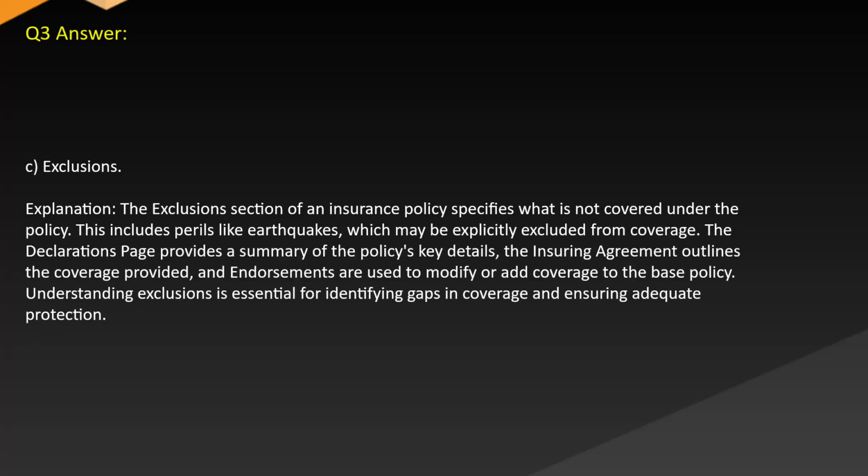Answer: C. Exclusions. Explanation: the exclusions section of an insurance policy specifies what is not covered under the policy. This includes perils like earthquakes, which may be explicitly excluded from coverage. The declarations page provides a summary of the policy's key details. The insuring agreement outlines the coverage provided, and endorsements are used to modify or add coverage to the base policy. Understanding exclusions is essential for identifying gaps in coverage and ensuring adequate protection.